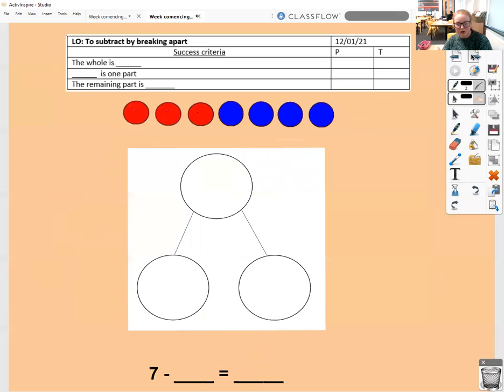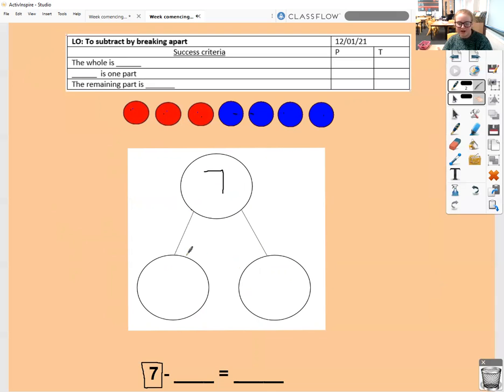Let's have a look at another one. Oh, let's try this one together. So it's telling us that our whole is 7. So 7, let's count that and check. 1, 2, 3, 4, 5, 6, 7. Our whole is 7. So I'm going to put my whole down here. Oh, but that's not right, is it? Because that's one of my parts. And this is one of my parts. Where's my whole? My whole is this one because my 2 parts point to my whole.